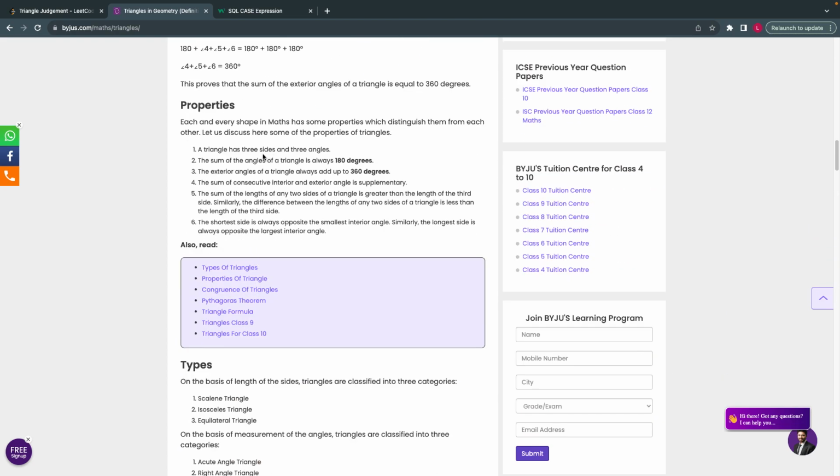One of the properties, there are many other properties: the sum of the lengths of any two sides of a triangle is greater than the length of the third side. Let's hold to only this property. What it exactly means is the sum of any two sides. If you choose x and y, if I combine these two, x and y, the sum should be greater than z. That is what it is saying.